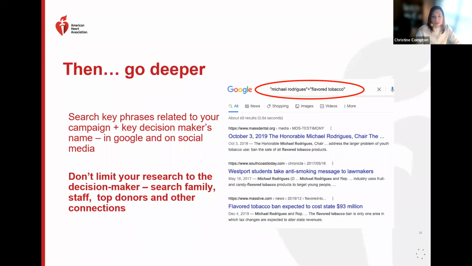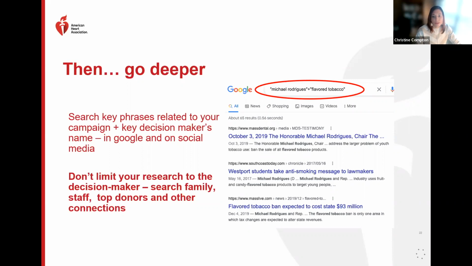So once you've started this research, you can also start to dig in by putting specific keywords into that Google search. So for example, say you're working on a healthy kids meal campaign at the American Heart Association. So you might put in the search the decision maker's name, sugary drinks, and then restaurant association. So we know if they're getting money from the restaurant association or from Coca-Cola, for example, then maybe they're probably not going to support our issue.